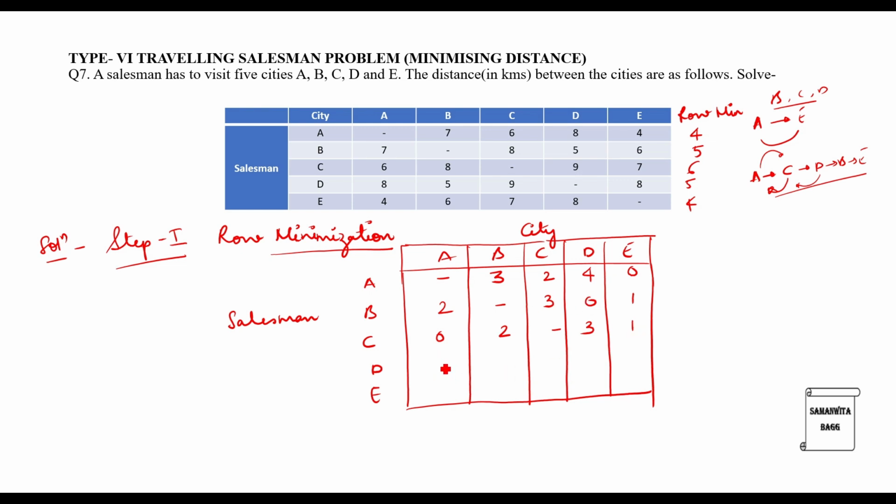Then we'll subtract 5. So this will be 3, 0, 4, dash, 3. And for the last one, this is 4, so I'll be subtracting 4 from each number. These are the values. Now if you check, there is one 0 in each row. Let's check the columns. Only C has no 0. So I'll calculate the column minimum. 0, 0. Here the minimum is 2. This is 0 and 0.